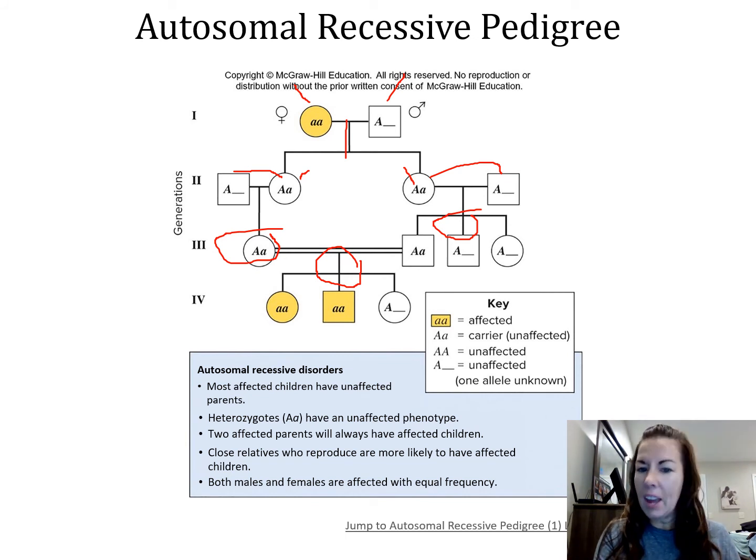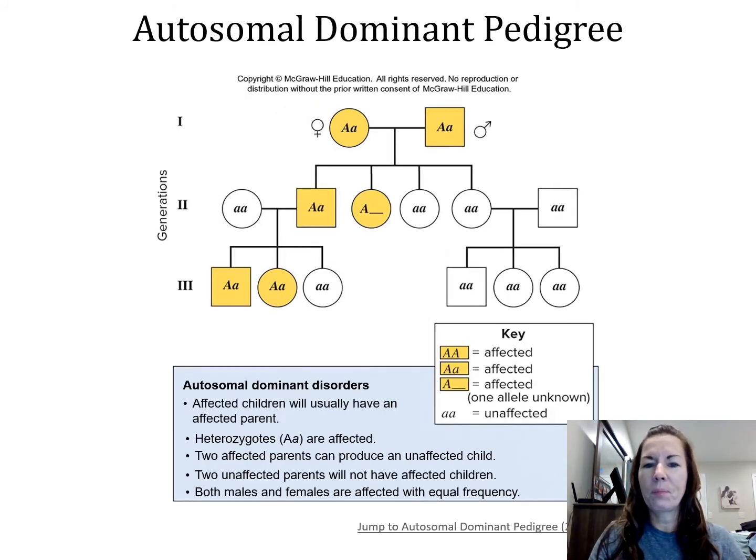So, with autosomal recessive disorders, most affected children have unaffected parents. Heterozygotes can have the unaffected phenotype because it's autosomal recessive. Two affected parents will always have affected children. They can only give little a's in that case. And close relatives who reproduce are more likely to have affected children.